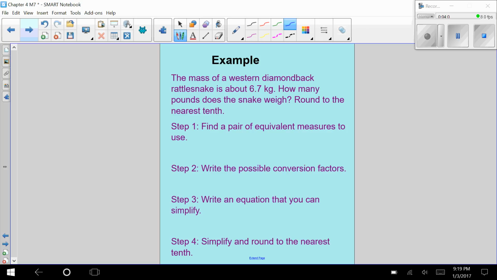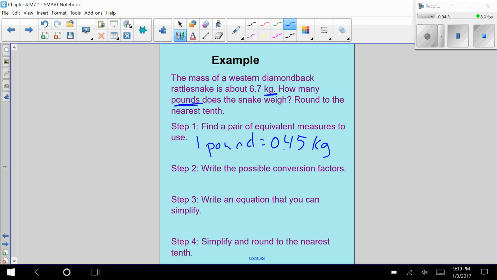The mass of a western diamondback rattlesnake is about 6.7 kilograms. How many pounds does the snake weigh? We're going to round to the nearest tenth. So the first step is to find a pair of equivalent measures to use. We want to switch kilograms into pounds, so we've got to find one conversion. We're going to use 1 pound is equal to 0.45 kilograms.